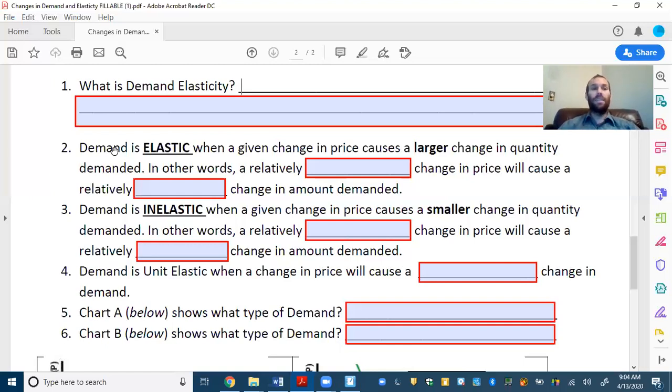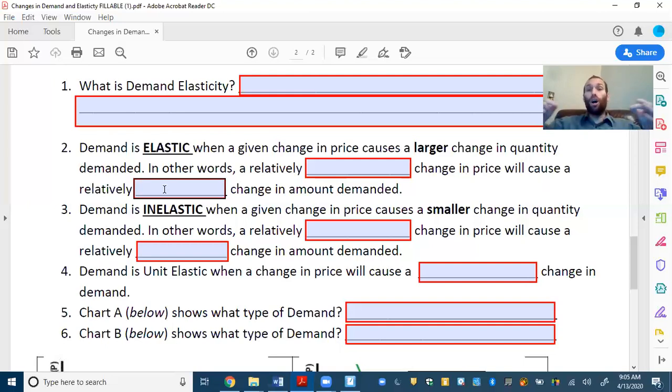So what that means is demand is elastic when a given change in price, so a standard change in price, causes a larger change in the quantity demanded. In other words, a relatively small change in price, remember price is like pull, will cause a relatively larger change in the amount demanded. So if I had a little rubber band right here, I could pull it just a little bit and it's going to stretch a lot. Small change in price or pull causes a large change in quantity.